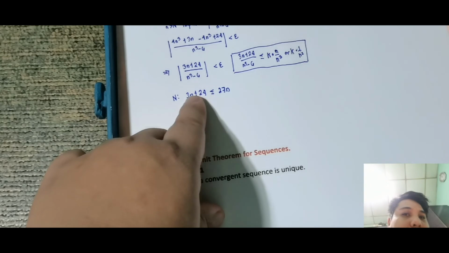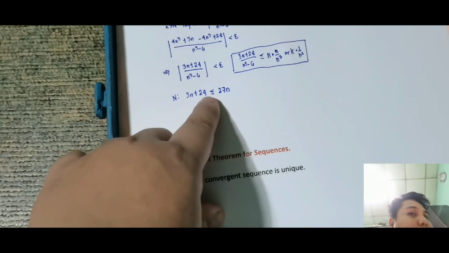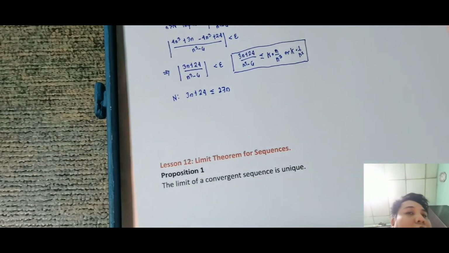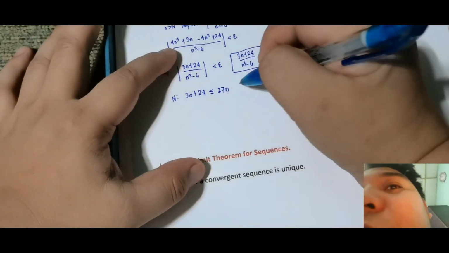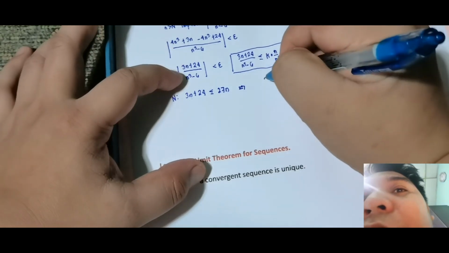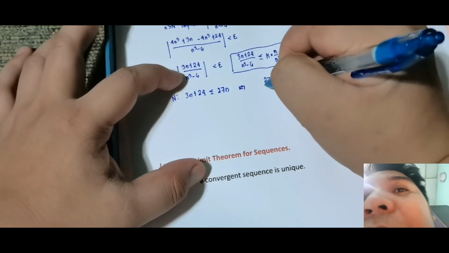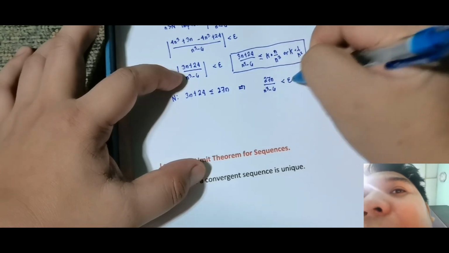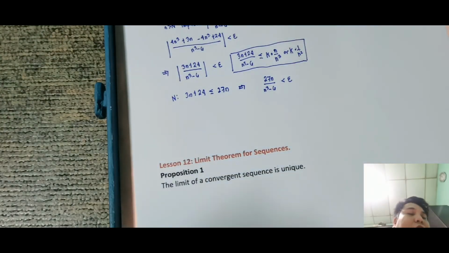So if n is equal to 1, they are equal; if n is equal to 2, this is already higher. Okay, that is what happened, so I found an upper bound. This implies I can say that 27n over n cubed minus 6 is still less than epsilon. So I found a bound for the numerator.